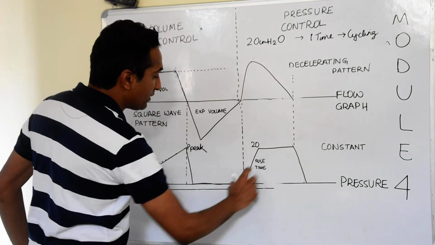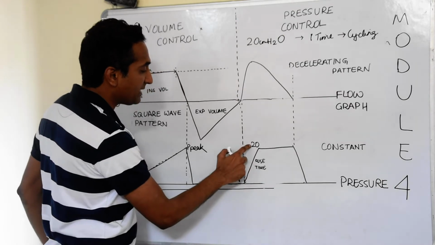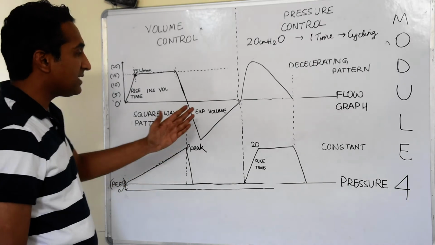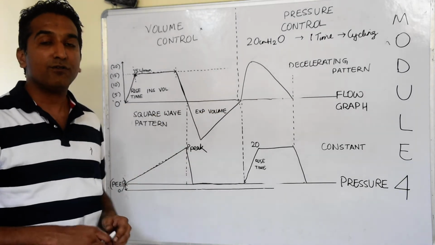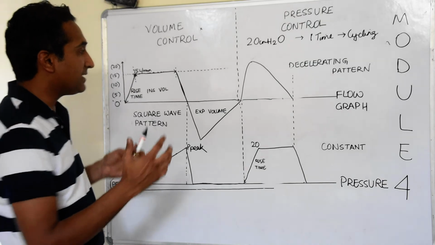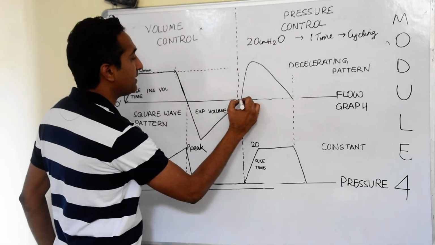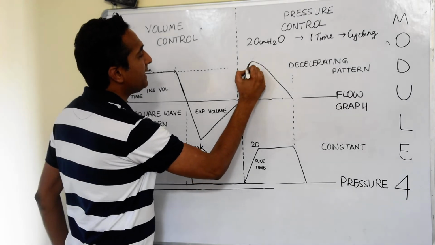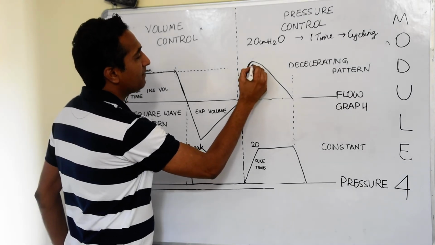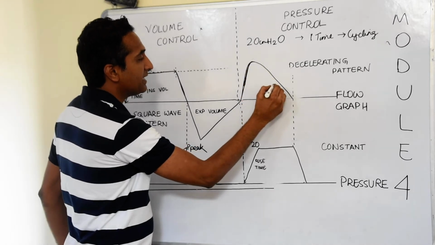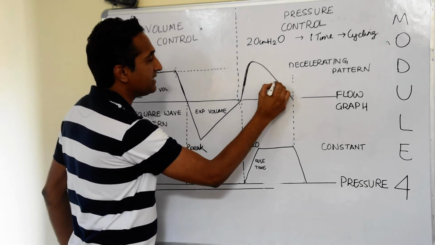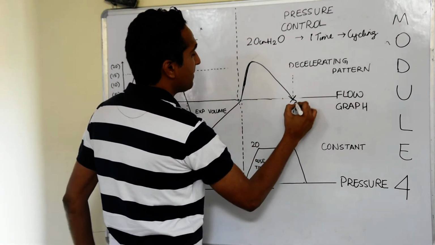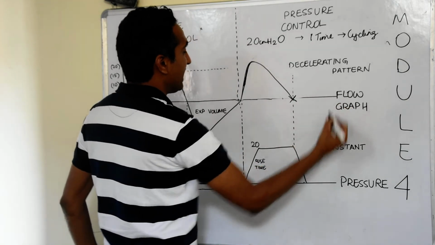We know there is a huge difference at the start of the breath itself between the PEEP and the peak pressures. This generates a tremendous amount of flow and volume delivery at the start of the breath itself. So if we look at the flow, it rises very sharply, and because the pressure now remains constant, the flow keeps on decreasing till the cycling point has come, and then the breath goes into expiration.